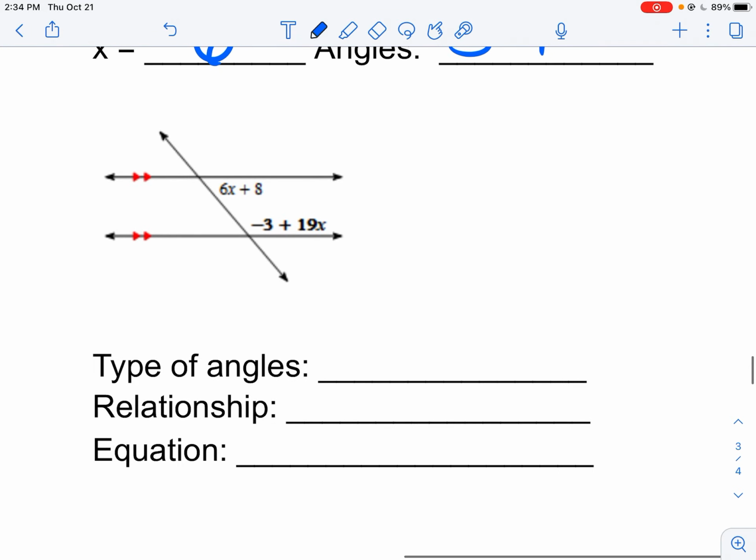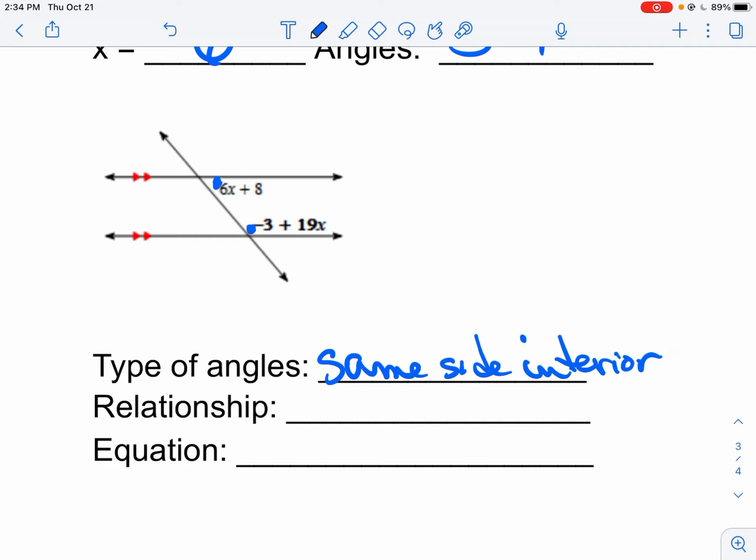Okay, then this one. What kind of angles are these? They're on the same side of the transversal, but they're on the interior. So they're same side interior angles. That means that they are supplementary to each other.